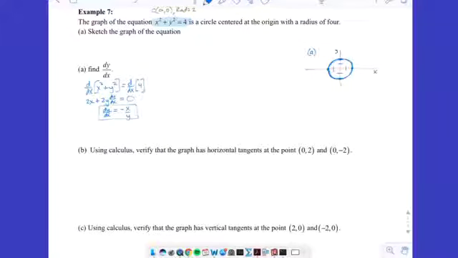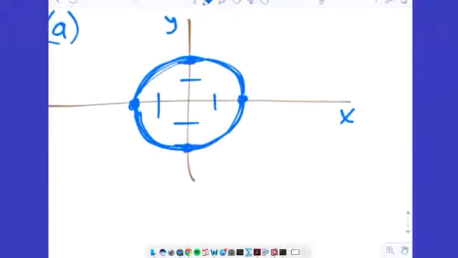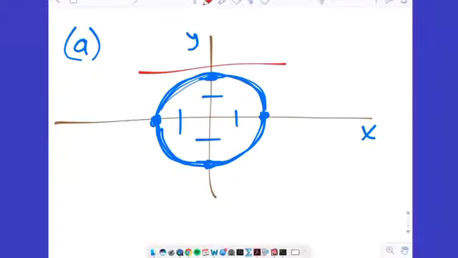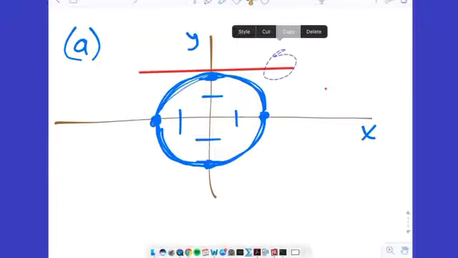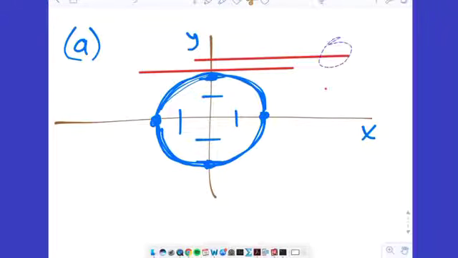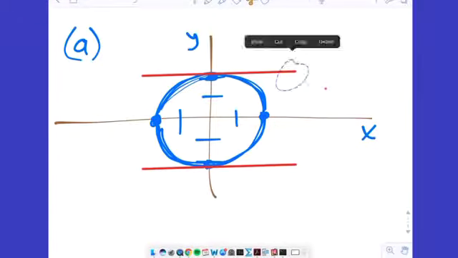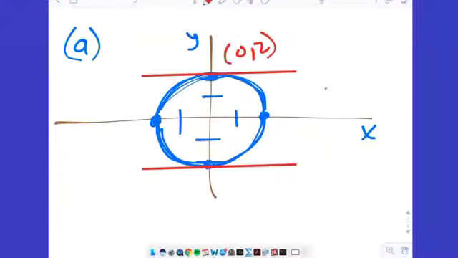All right, step B, using calculus, verify the horizontal tangents. All right, so let's come over to our graph that we did on part A, and I'll use red. Horizontal tangent line, let's see, there's going to be one at 0, 2, and one at 0, negative 2. So, oops, we don't need the calculus to find them. In this case, because we recognize the graph, we can get them that way.